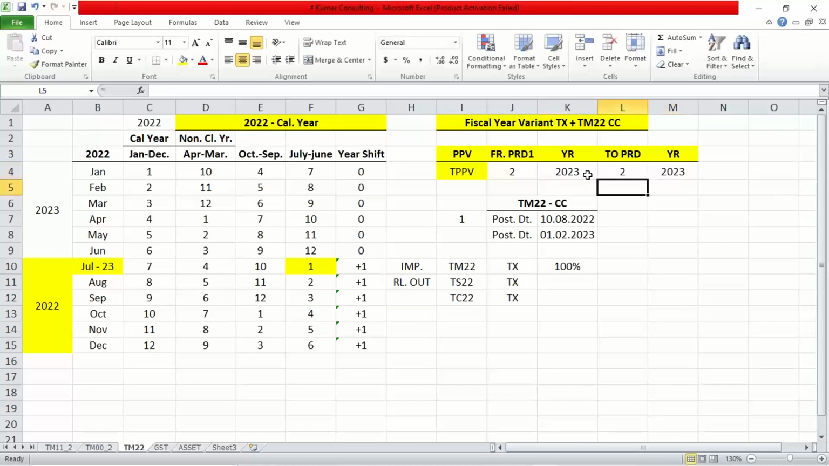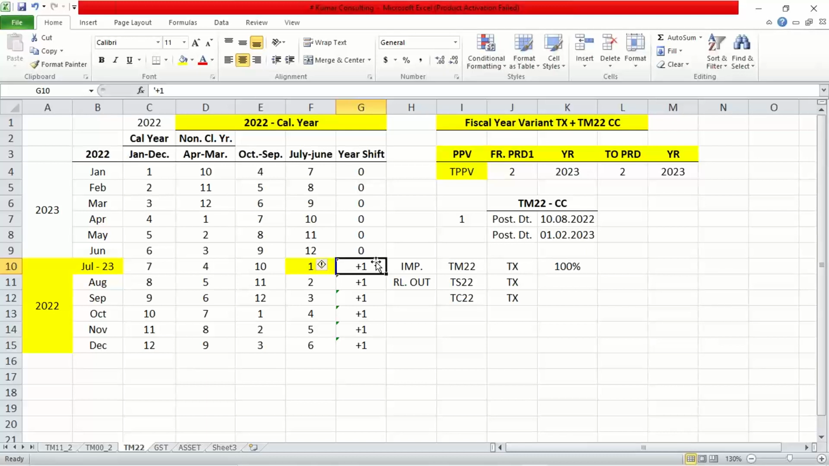So what will happen here? How will SAP come to know? The date we give is 22, but here the year has started as 23. So here the year shift is plus 1. It means shift the year digit by this: 22 plus 1, 23. This is how SAP will come to know that yes, we are in 23.